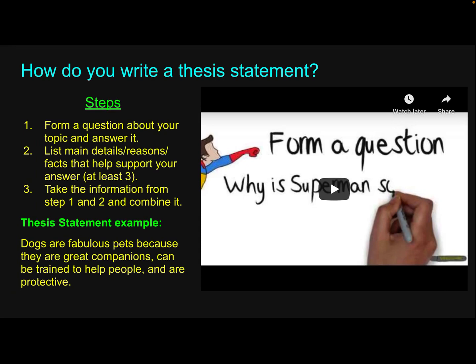Okay, so hopefully that brought clarification on how to write a thesis statement. First, you're going to form a question about your topic and answer it. You're going to answer it with 3 reasons or details, and then put them together to form one statement. My question was, how or why are dogs fabulous pets? Dogs are fabulous pets because they are great companions, can be trained to help people, and are protective. You're going to do the same thing. Why is hunting important? Then you can say hunting is important because, and fill in your reasons. Don't really write blah, blah, blah.